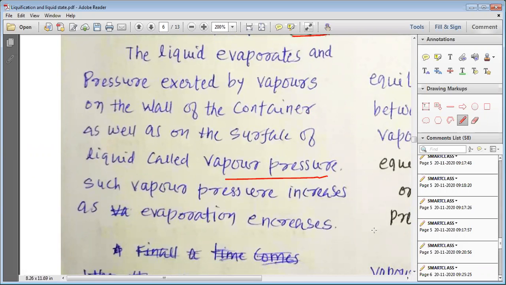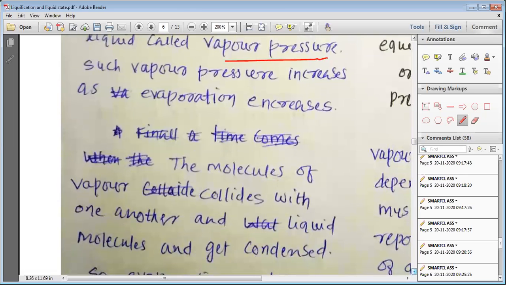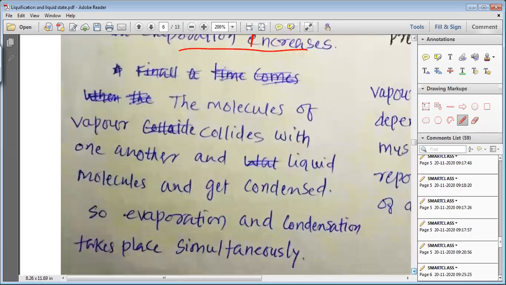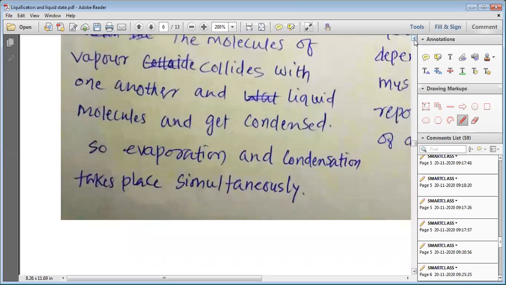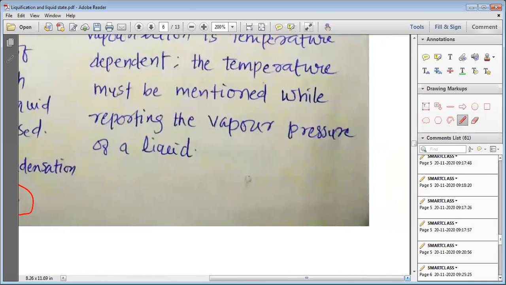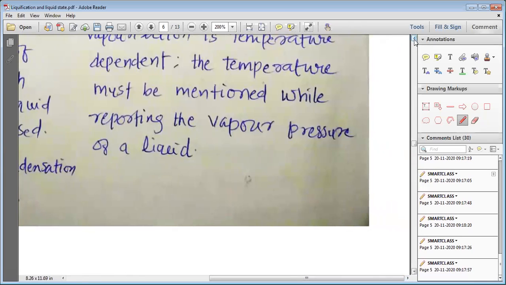We have seen in the second figure that the vapors have started applying pressure on the wall of the container as well as on the surface of the liquid. Such vapor pressure increases as the evaporation increases. The vapor molecules collide with one another as well as with liquid molecules and get condensed. So condensation also starts, and the vapor molecules also start converting into liquid. So in figure 2, both processes, evaporation and condensation, take place simultaneously in the closed container.